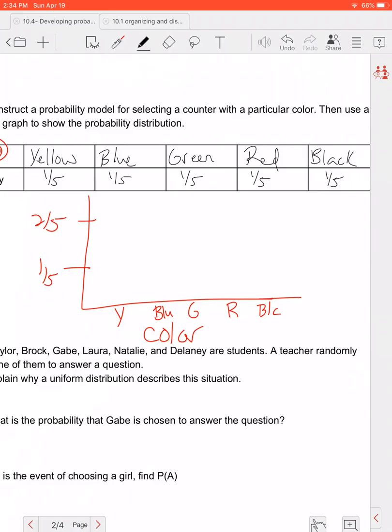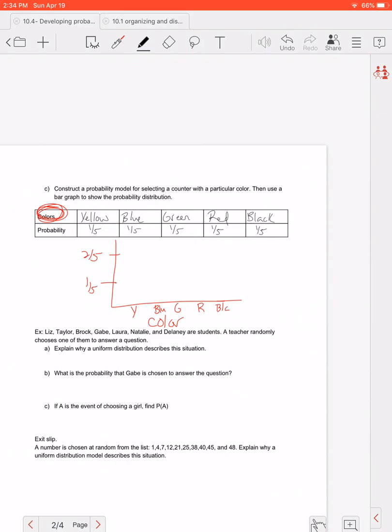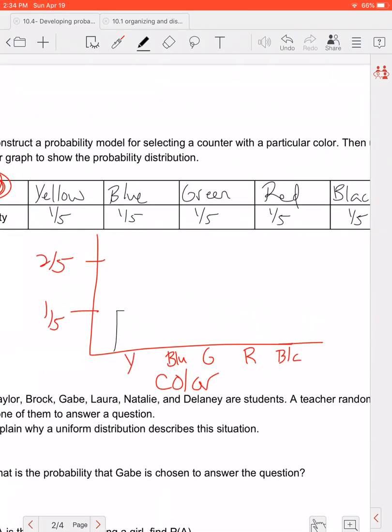Okay. So here's my graph, so if you need to pause the video here, go ahead and pause it and catch up with where I am. So yellow has a 1 in 5 chance of occurring. Blue has a 1 in 5 chance of occurring. Green has a 1 in 5 chance of occurring. So each of my bars are all going to go up to 1/5.